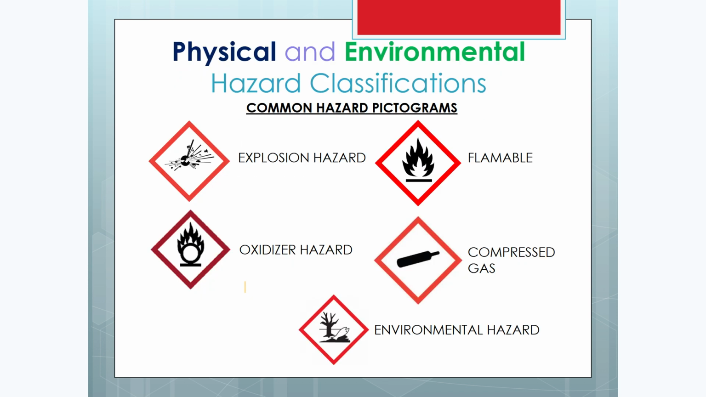So here are some physical and environmental pictograms. Like I said, physical is more your explosion hazard, your flammable hazard, the oxidizer, the compressed gas, because if a compressed gas bottle is punctured, it becomes a flying projectile. That is a physical hazard. If it hits you, now it's impacted your health. But in general, because it's not causing an illness, the compressed gas is a physical hazard. And then you have your environmental hazard, which is the dead tree and dead fish that you see down there.